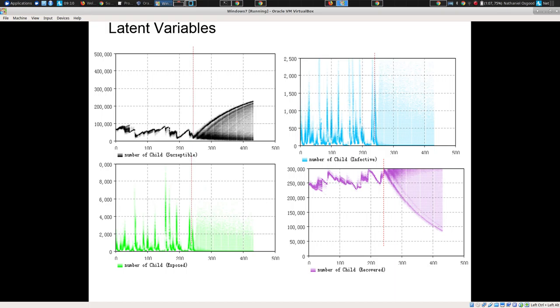And what you'll notice across all of these diagrams in this slide is a very non-normally distributed uncertainty about the number of susceptibles, the number of exposed, the number of infectives, and the number of recovered. These are not normally distributed quantities.